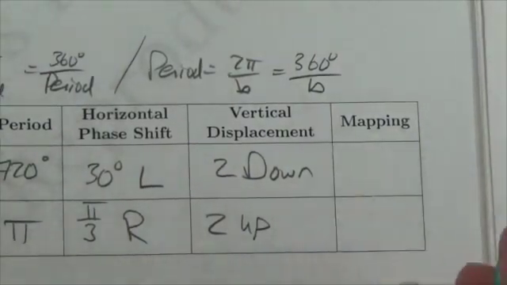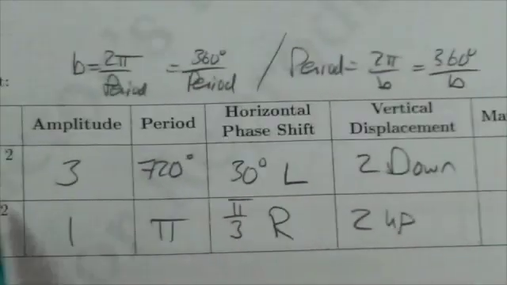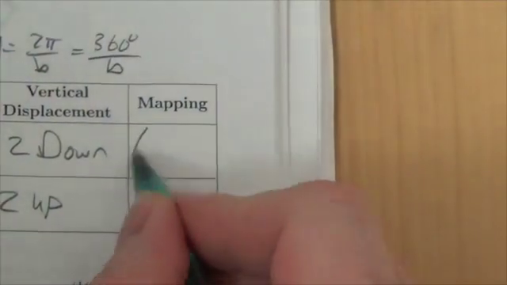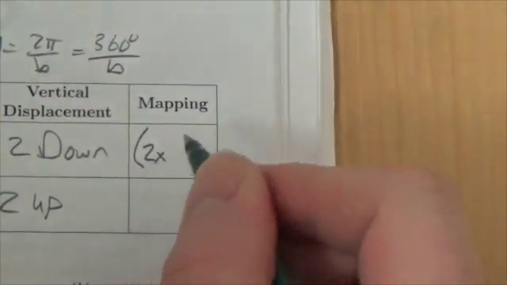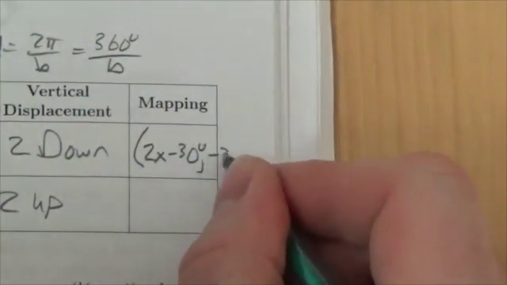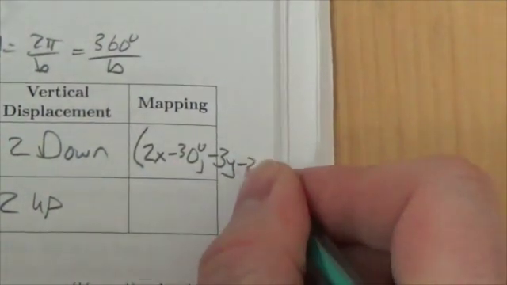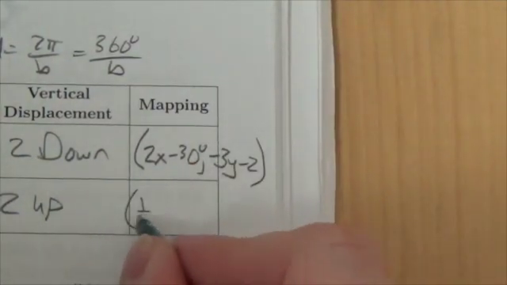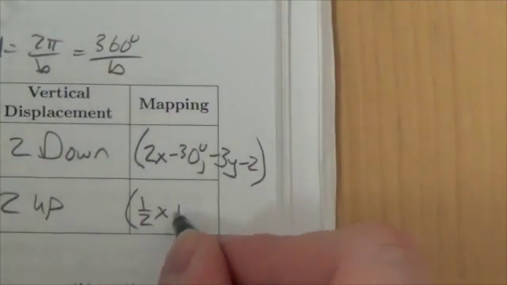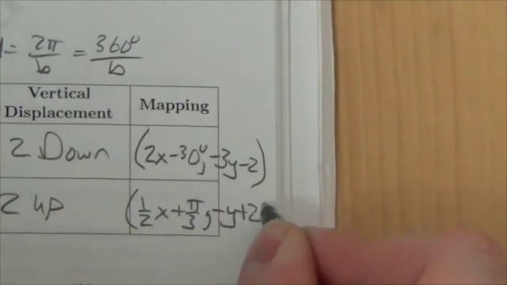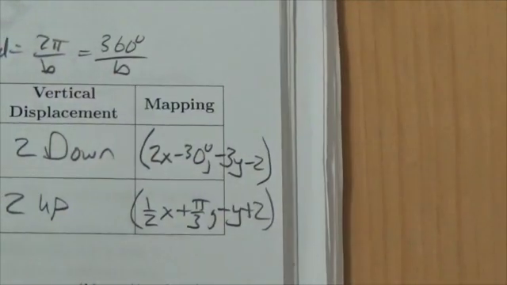Now, the mapping, and remember, the mapping is basically writing out what this is saying. So our mapping here is going to be 2 times the x-coordinate minus 30 degrees, comma, -3y minus 2. There's the point. Here, this is going to end up being 1/2 x plus pi over 3, comma, -y plus 2. That's the mapping that we're looking for.